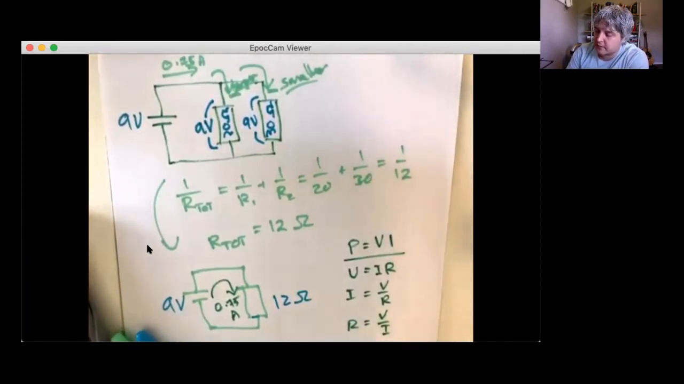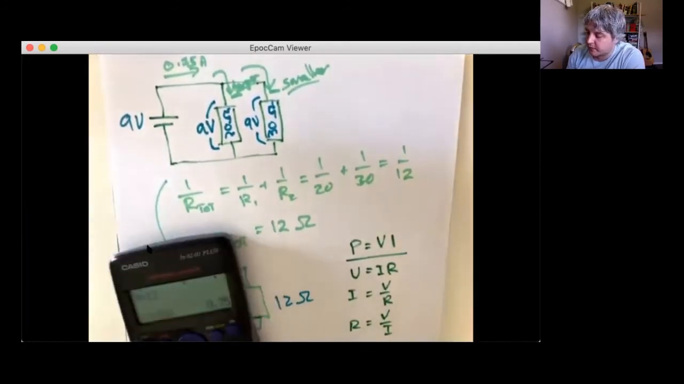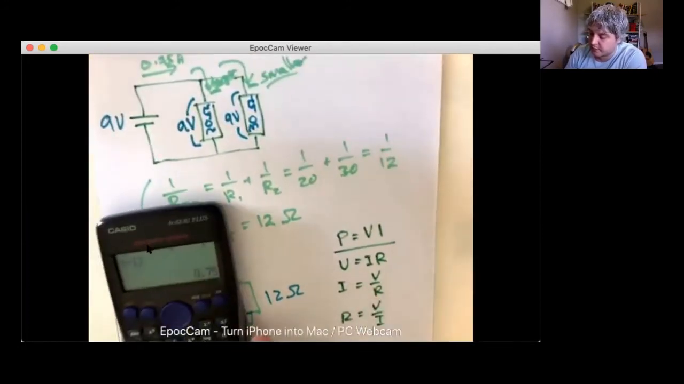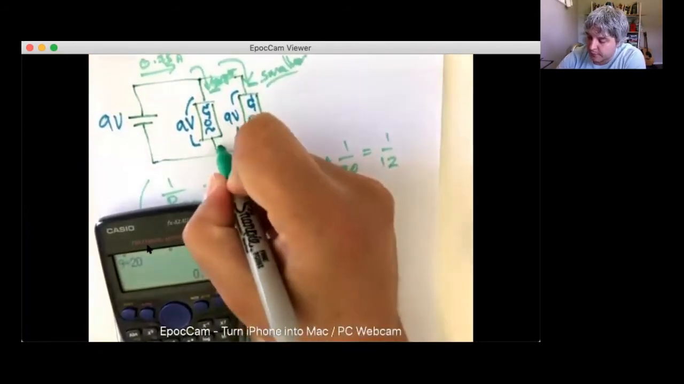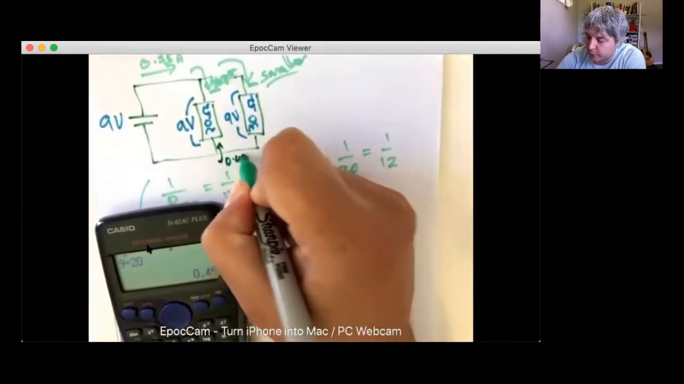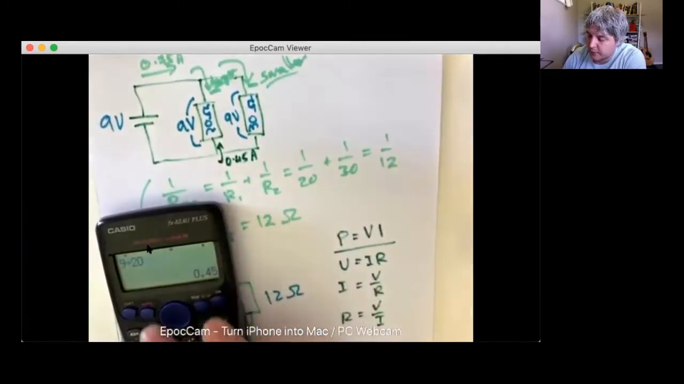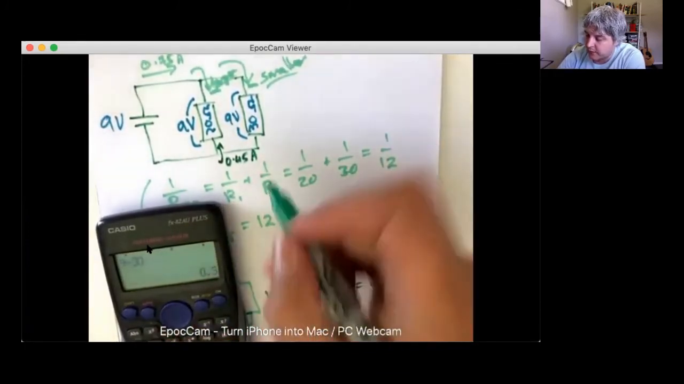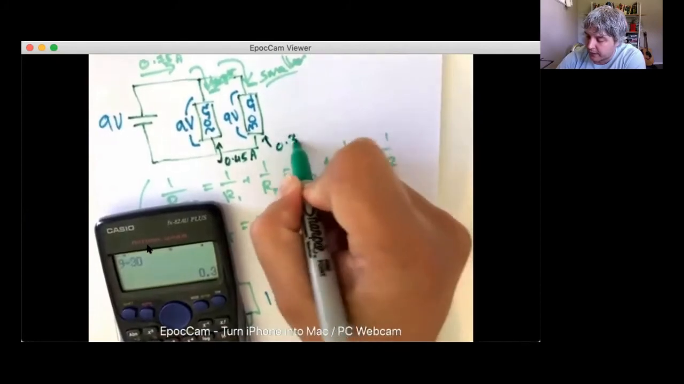So what is the current? Our current through the first resistor, the 20 ohm one, is going to be voltage over resistance. So 9 divided by 20. And that gives us 0.45, right? So 0.45 amps here. And then we do the same thing, but over 30, and we get 0.3 amps through that resistor.